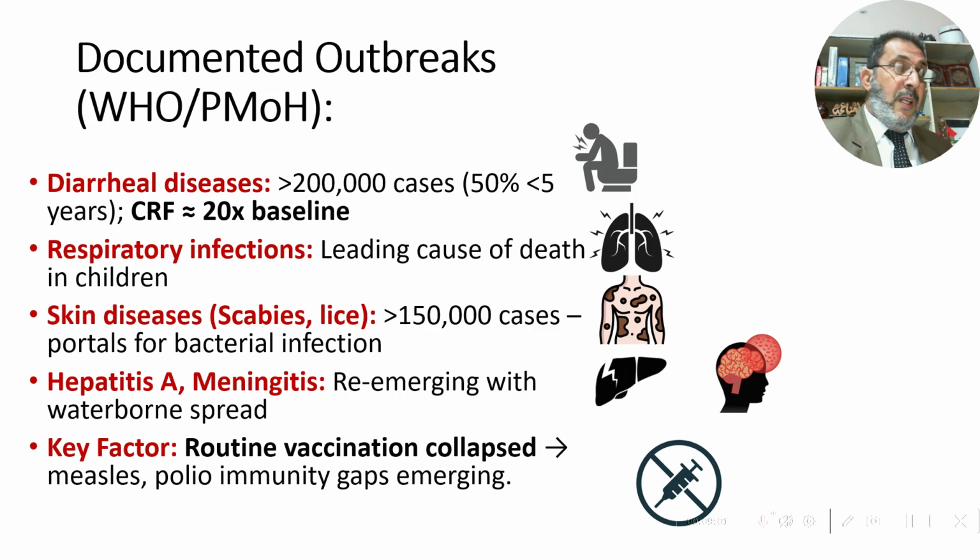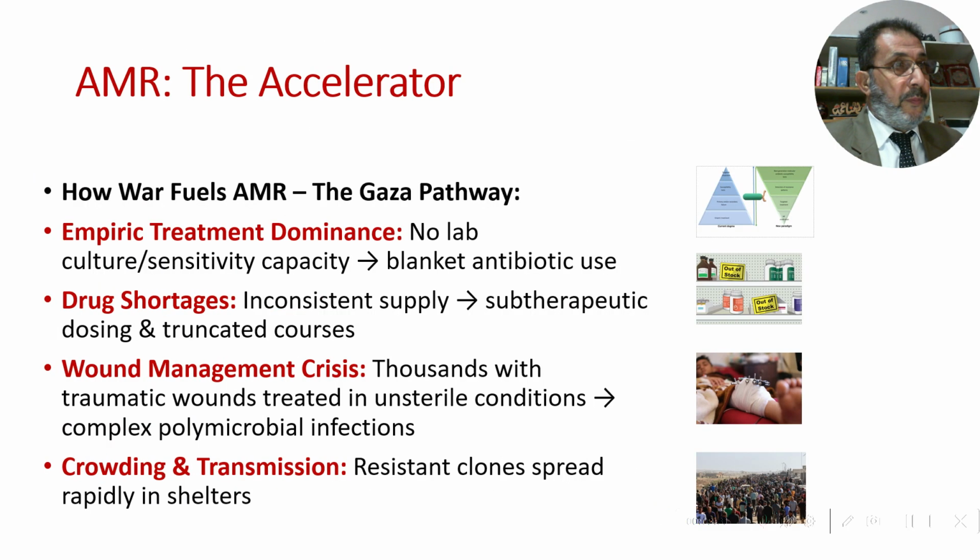Key factors, routine vaccination collapsed. I'm not saying that it is totally collapsed. However, there were obstacles. The coverage, which was almost 99% and sometimes 100% before the war, has dropped to 89% and maybe below 89%, which led also to the appearance of the polio case in 2024.